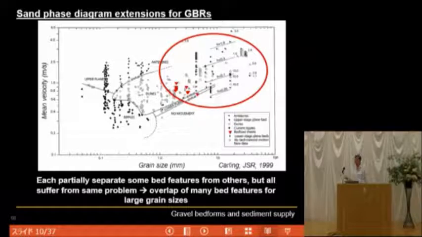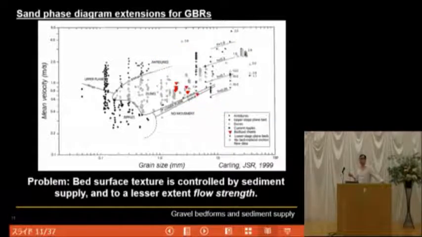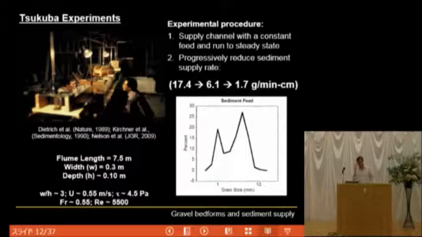But I think there's a fundamental problem here, and I think the fundamental problem is that there's an implicit assumption here that the bed features appear on the bed because of changes in the flow strength. That's implicit in the diagram. But bed texture is controlled by sediment supply, and I think to a lesser extent the flow strength. We need the flow strength there, of course, to push the grains around, but the sediment supply plays a very important role in whether or not certain bed features emerge.